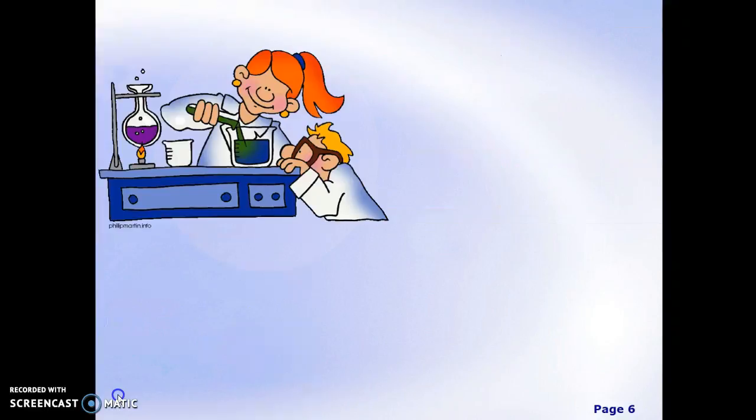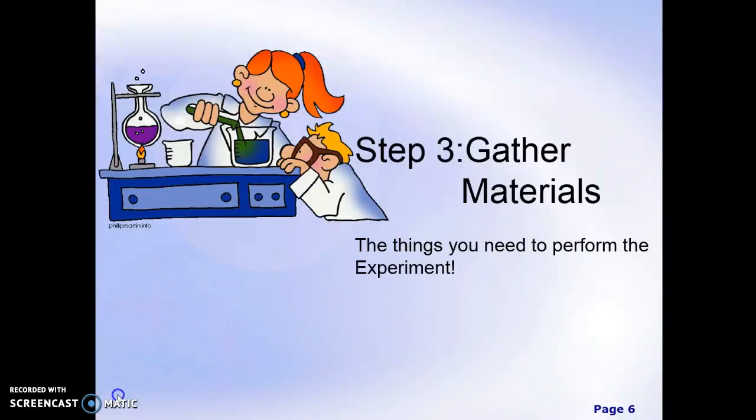Okay, we're going to take a look at step 3. Step 3 is to gather your materials. Your materials are simply the things you're going to need to perform the experiment. There are different materials in here. I didn't list examples, but examples could include beakers, test tubes, eyedroppers. It can even include paper towels. So those are different things that you may need to perform your experiment.